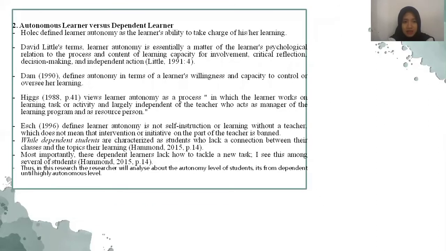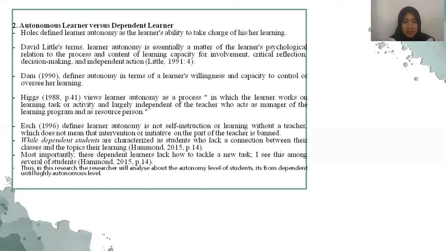Second in the literature review is autonomous learner versus dependent learner. Hollick defined learner autonomy as the learner's ability to take charge of his or her learning. Based on David Little's terms, learner autonomy is essentially a matter of the learner's psychological relation to the process and content of learning, a capacity for involvement, critical reflection, decision making, and independent action. Based on Little 1991, page 4. Dam 1990 defines autonomy in terms of the learner's willingness and capacity to control or oversee her learning.